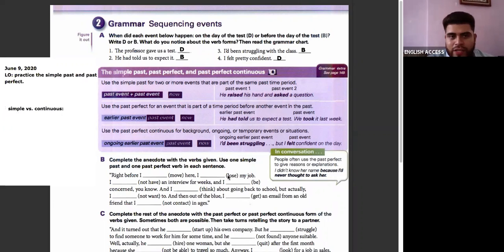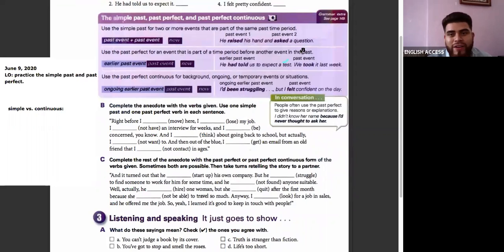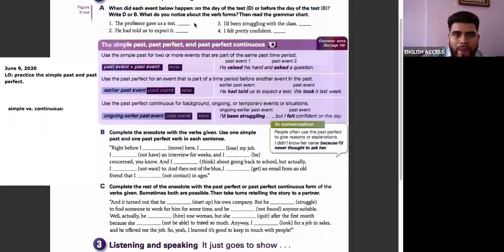Simple versus continuous. So we have to know what things are simple and which things are continuous. But for this first exercise, we're going to complete the anecdote with the verbs given. Use one simple past and one past perfect verb in each sentence. In each sentence. All right. Remember, use the past perfect for an event that is part of a time period before another event in the past, the super past.